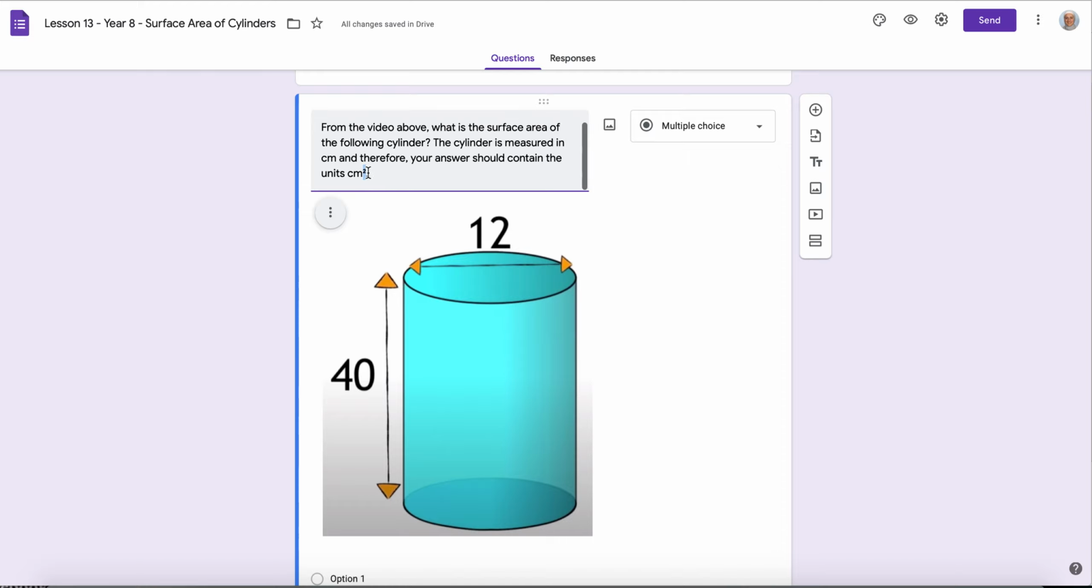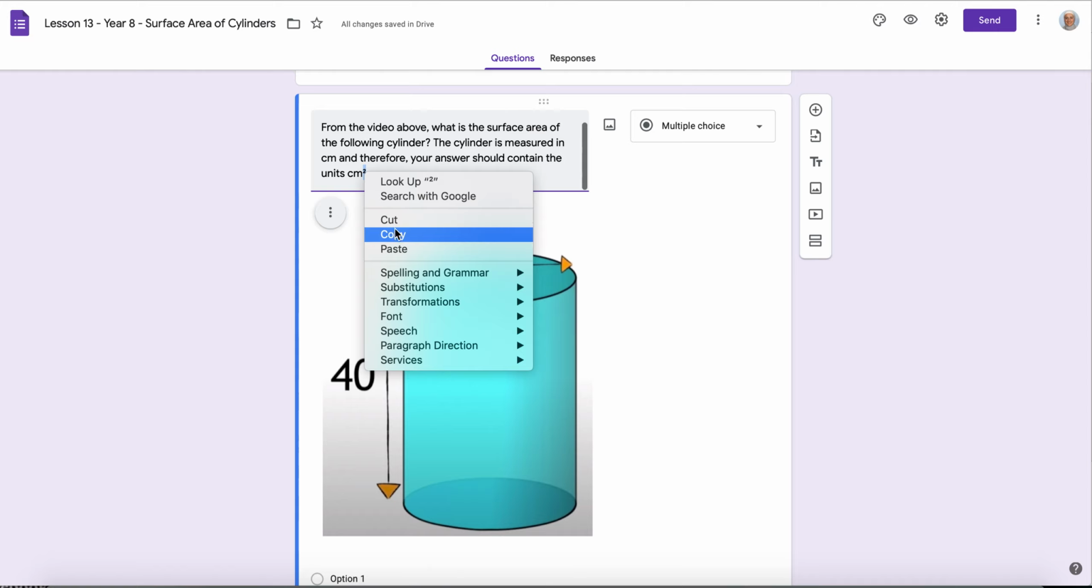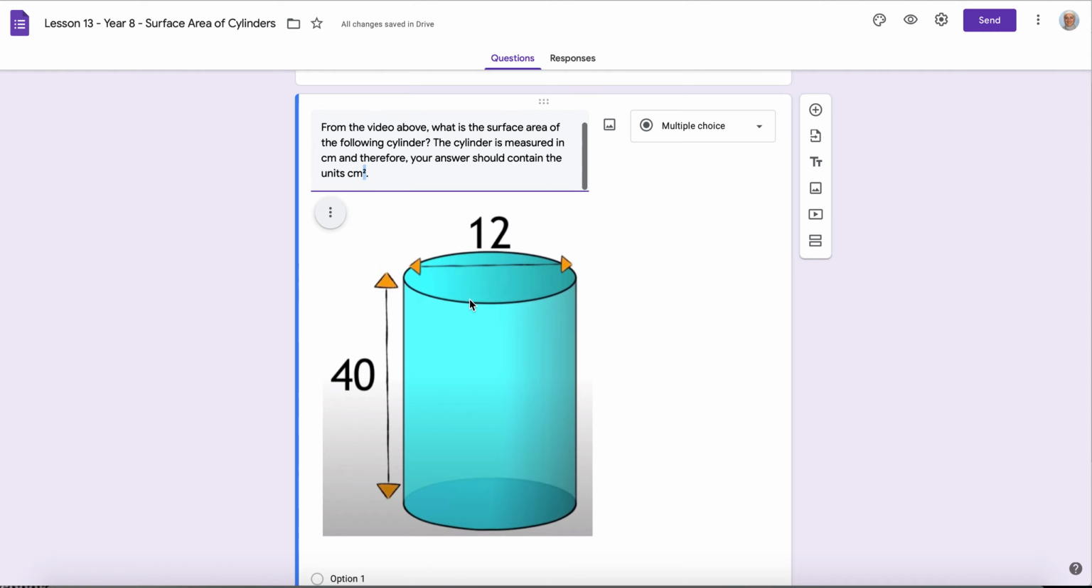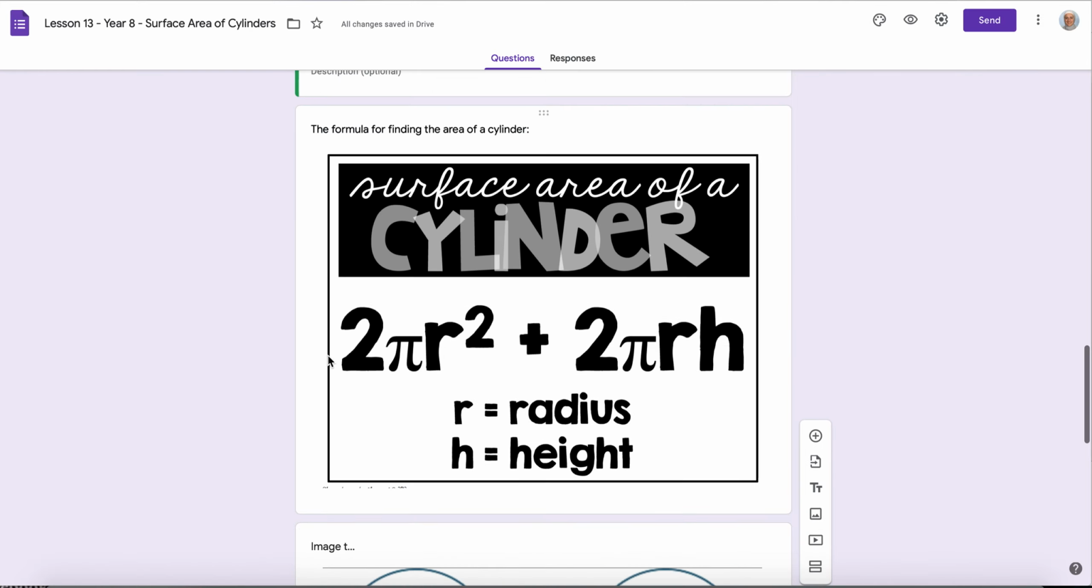So how do we get this little 2? You highlight it, right click it, copy it, and then paste it into your answer. Or you can do Control C, Command C if you're on a Mac. So we go back to our formula, 2 pi r squared plus 2 pi r h. That's like saying 2 times pi times r squared plus 2 times pi times r times h.